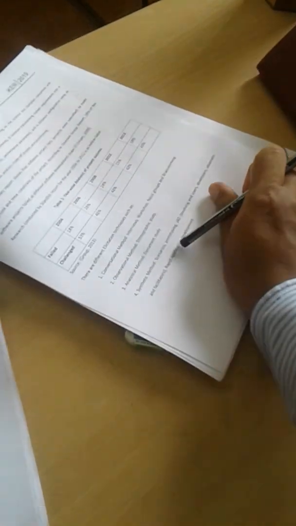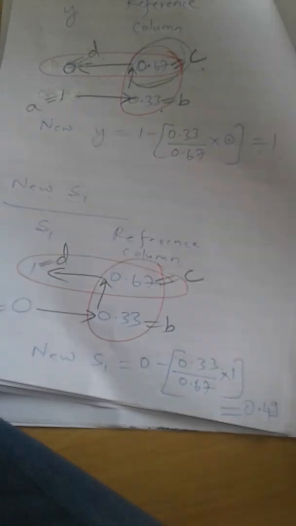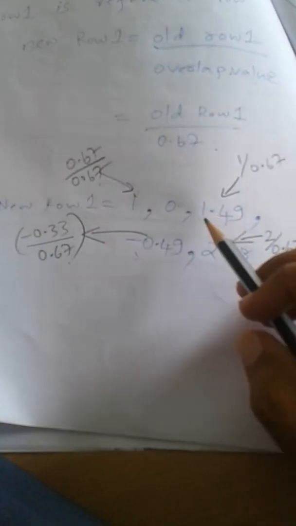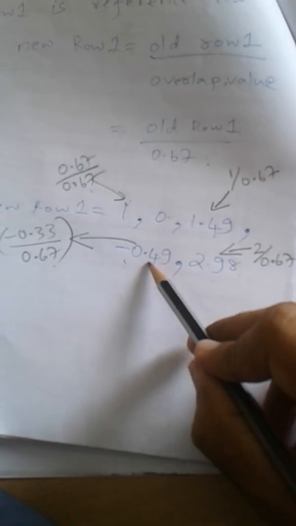we can see that we are going to write all the new values 1, 0, 1.49, minus 0.49 and 2.98, 0, 1, 0.49, 0.49 and 1.02. These are the new values for the next table. Okay, so just to recall, I am just going back to the previous page. Yes, 1, 0, 1.49, minus 0.49 and 2.98 were the new row 1 values. The same thing is being written here. Okay, so all these things are written here.